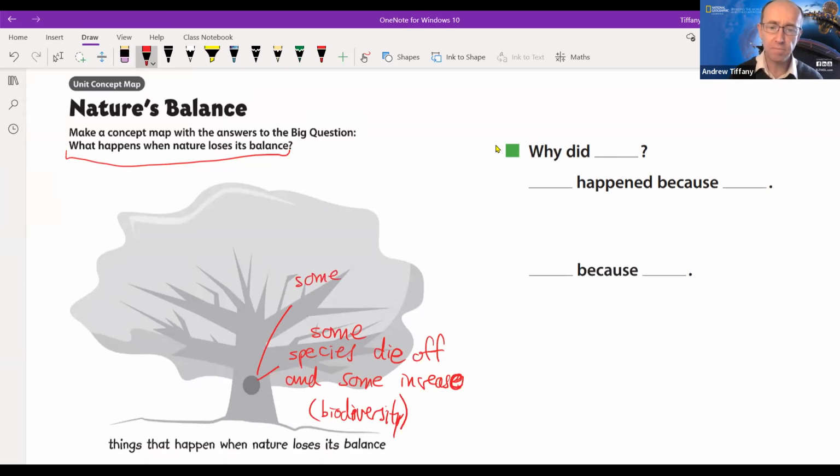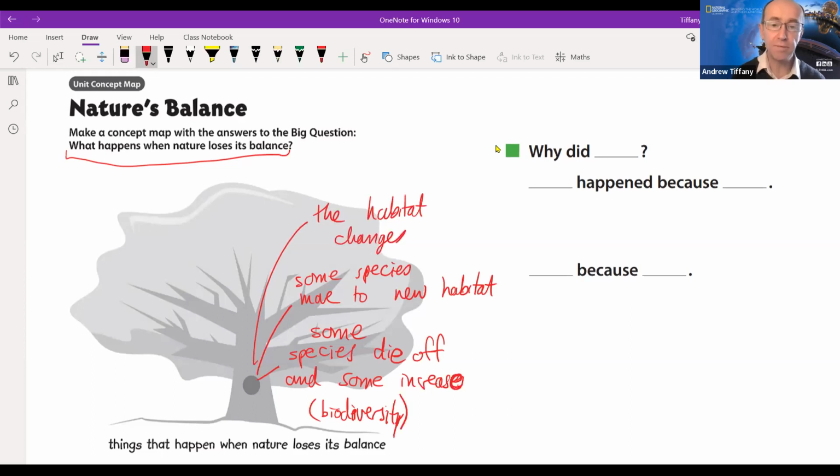Some species have to change their habitat. Okay, because the habitat that they're in is changing, right? So maybe we could add that one too. It's like the habitat changes. And some animals have to adapt to that or they have to move, right? They're forced to leave. That's true. What else? What else could we say? What other ideas do we now have in our nature's balance here?